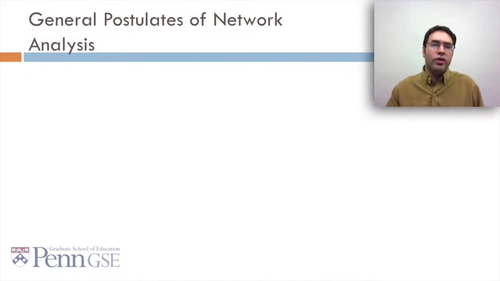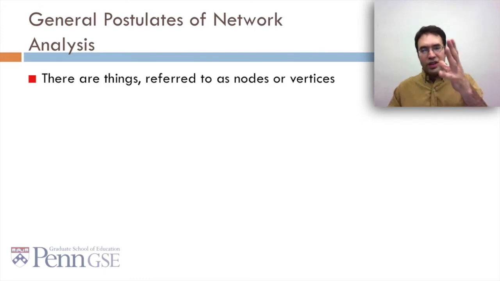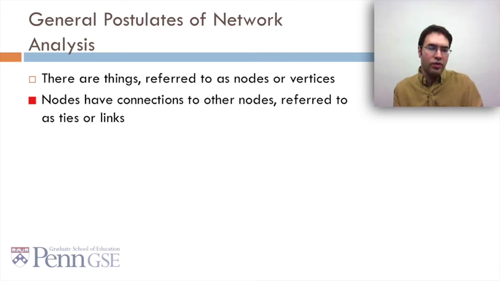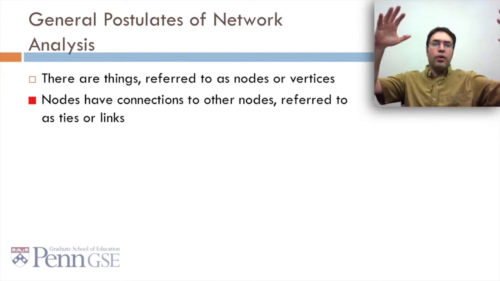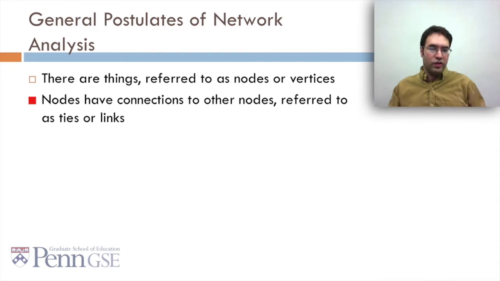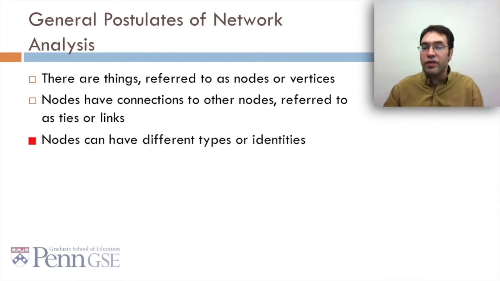Regardless of what your domain is, there are a few general postulates of network analysis. There are these things, which are referred to as nodes or vertices. And these nodes have connections to other nodes. And these connections can be referred to as ties or links. So for example, we've got people, those would be the nodes, and we have email conversations, that would be the links. Nodes can have different types of identities.